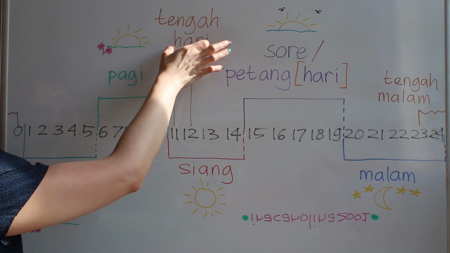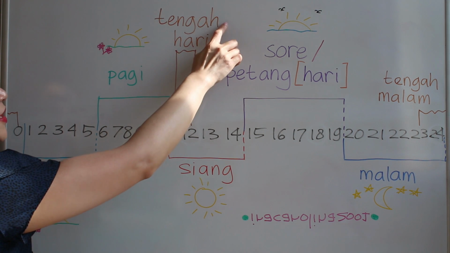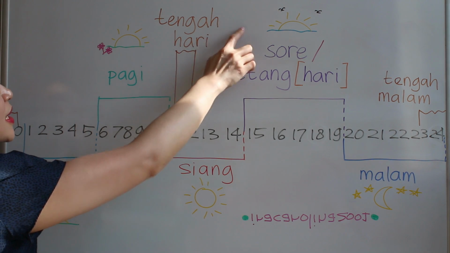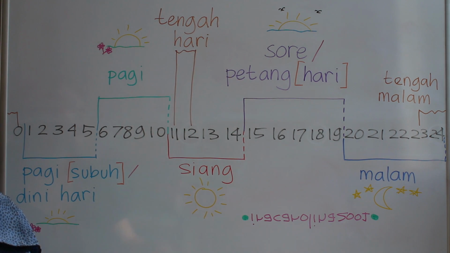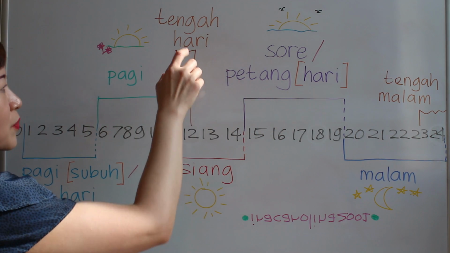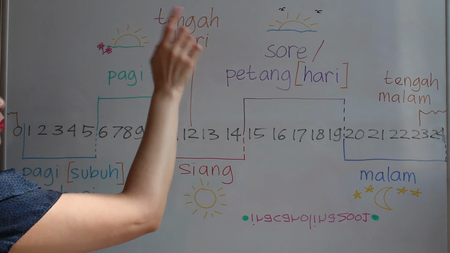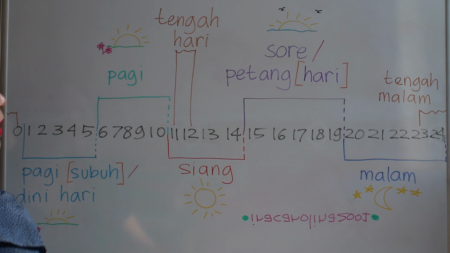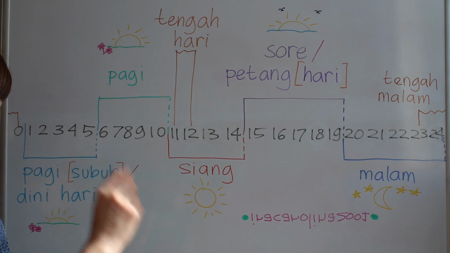I write it like this, but if you write it like tengah and then you put a space and then hari, it becomes 2 words. That one also, tengah and then we put a space and then malam, it becomes 2 words.